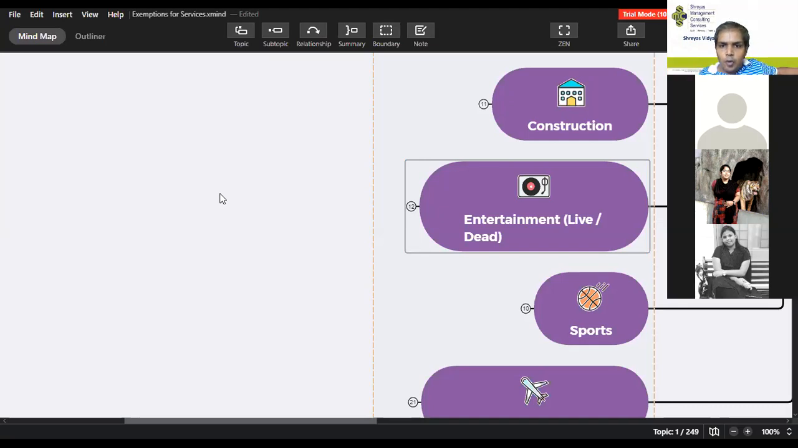Receipts from sports academy to coach young players. Now we don't know whether the sports academy is a trust or not. Let's be very clear. Based on whatever assumptions you take, you can answer, but you have to take the right assumption and give the correct answer.